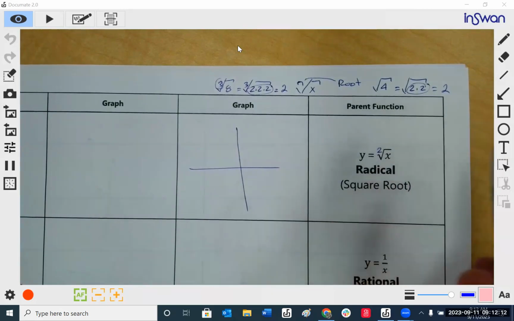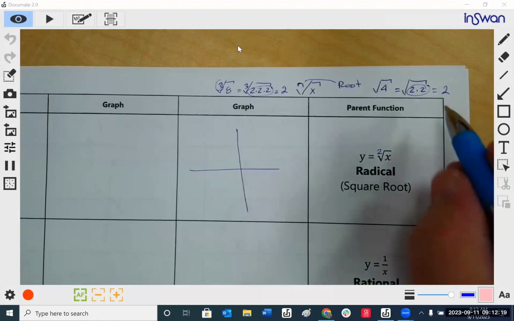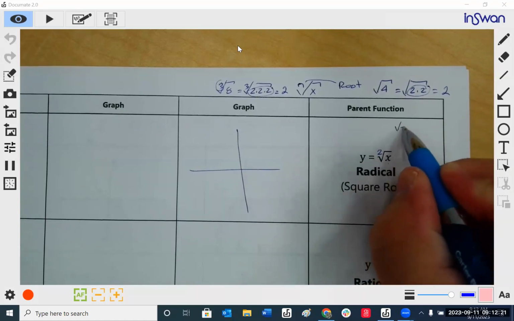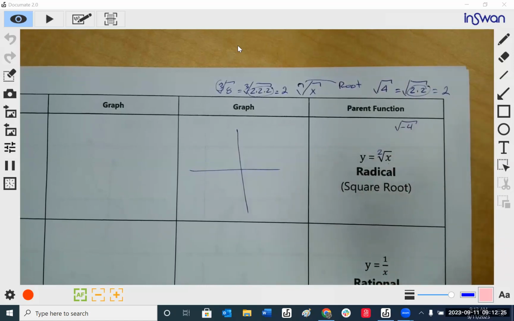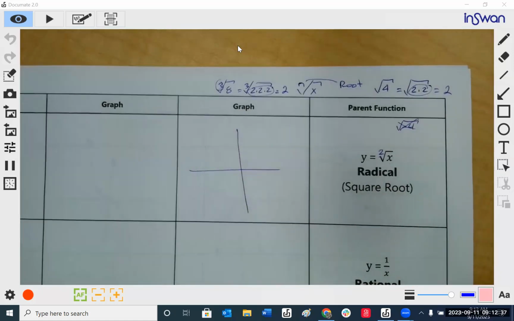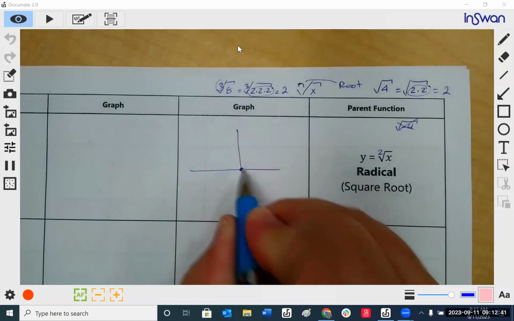Knowing this, can x be negative? Well, can you take a square root of negative 4? Can you give me the same number multiplied together that gives negative 4? Negative 2 times negative 2 equals positive 4. So you can't take a negative. So you cannot have negatives in there. Can they be 0? Yeah.